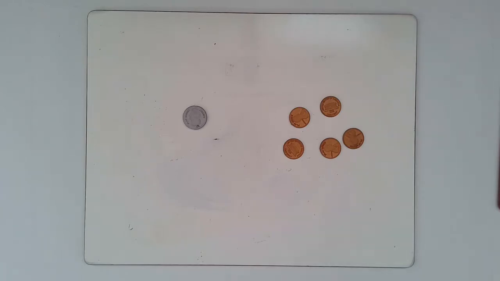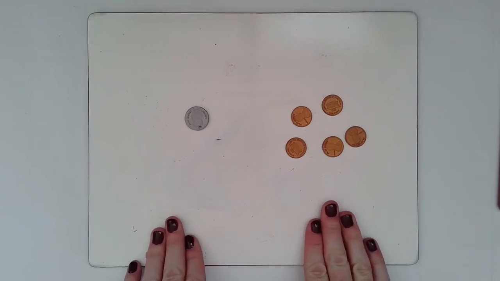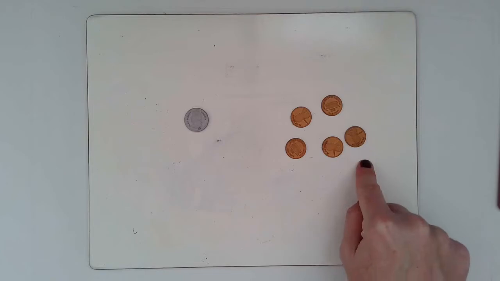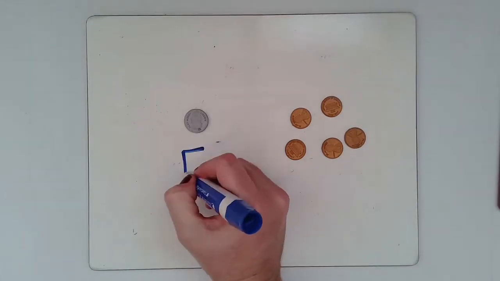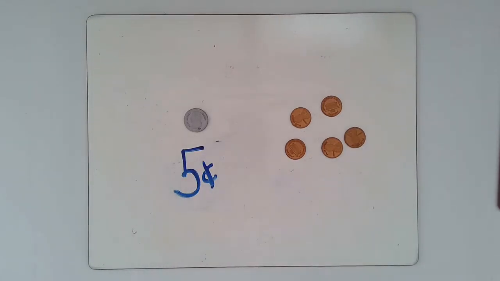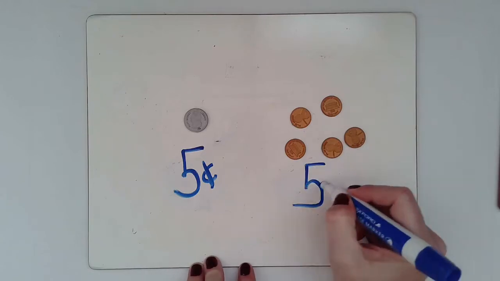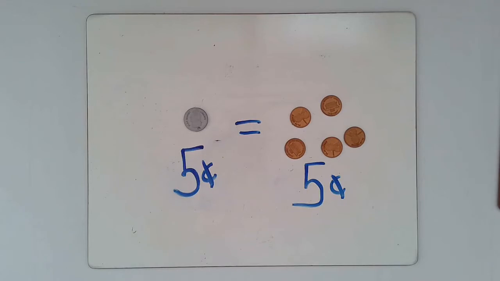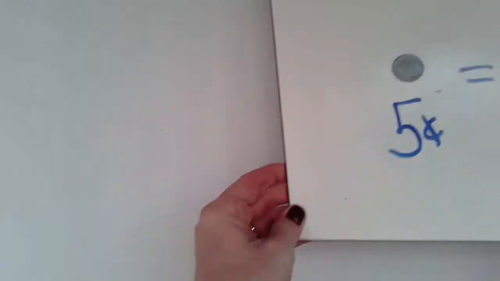Okay? So let's go ahead and look at an example that we all know pretty well. This is a nickel, and these are 5 pennies. We know a nickel is worth 5 cents, and 5 pennies is also worth 5 cents. These amounts are equal, but they look a little bit different. Okay, and so we're going to be talking about some fractions that are equal, but may not look the exact same. So let's go ahead and get started with some fraction bars here.